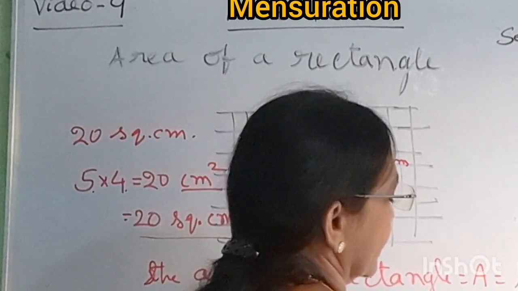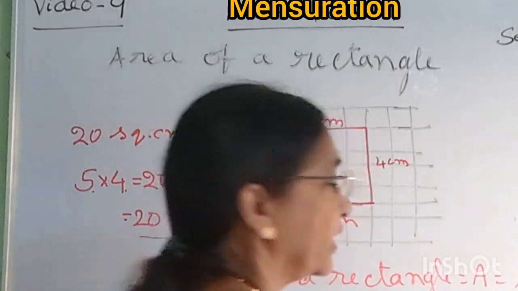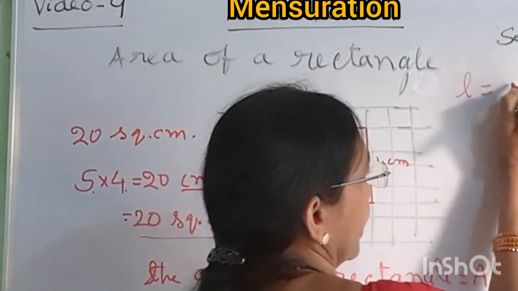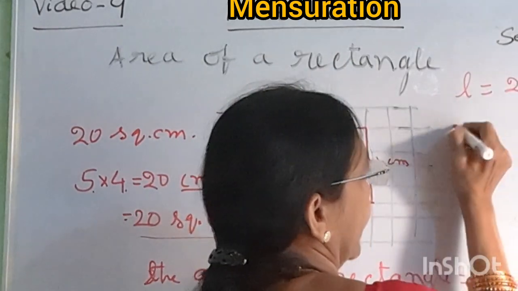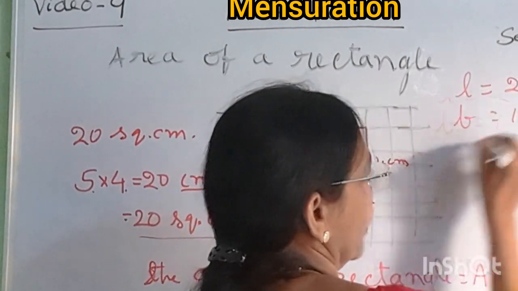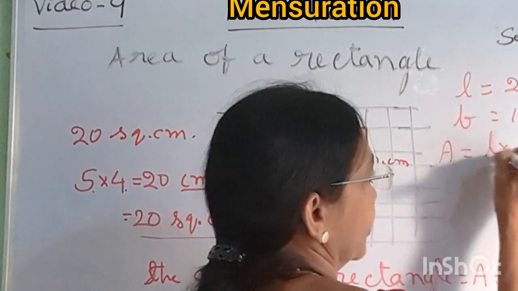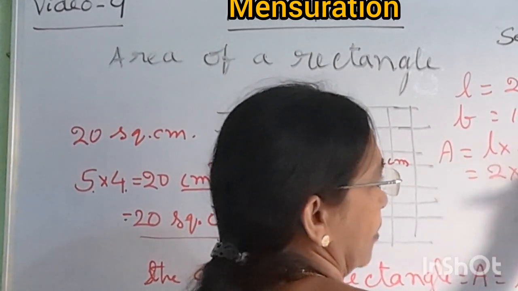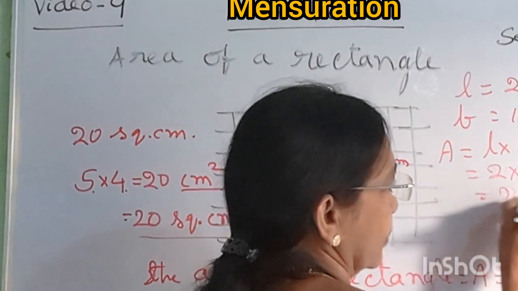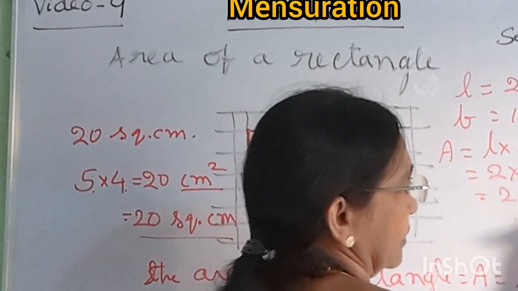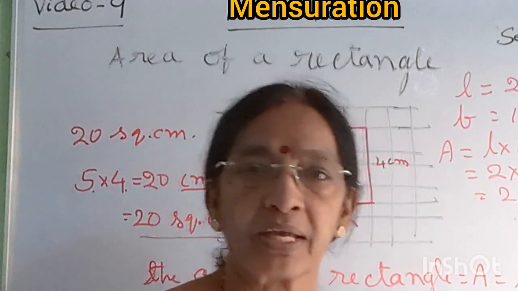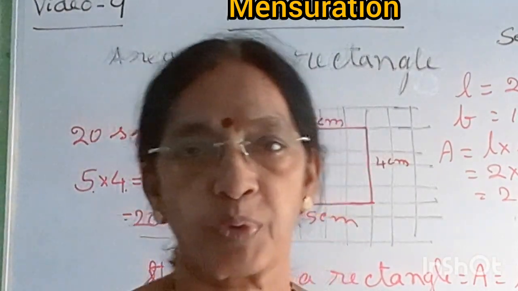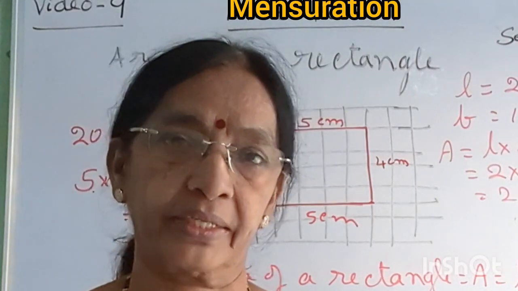20 square centimeters. So, find the area of a rectangle whose length and breadth are 2 centimeters and 1 centimeter. So, area is equal to L into B. Therefore, 2 into 1 square centimeter is equal to 2 square centimeters. Thus, if the length and breadth of a rectangle are given, their product gives the area of the rectangle.